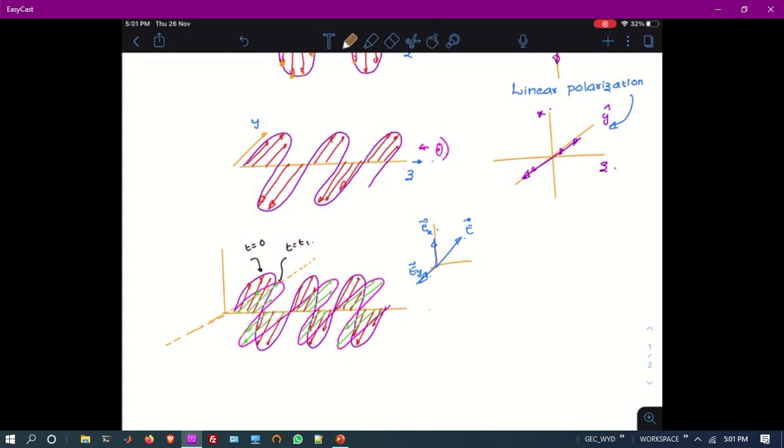I think I won't be able to draw that. So basically, the wave will be rotating like this. The direction of rotation is still the same, but the electric field keeps on rotating. So now if you look from here, you see that the locus of the tip actually follows a circle. And this is called circular polarization.